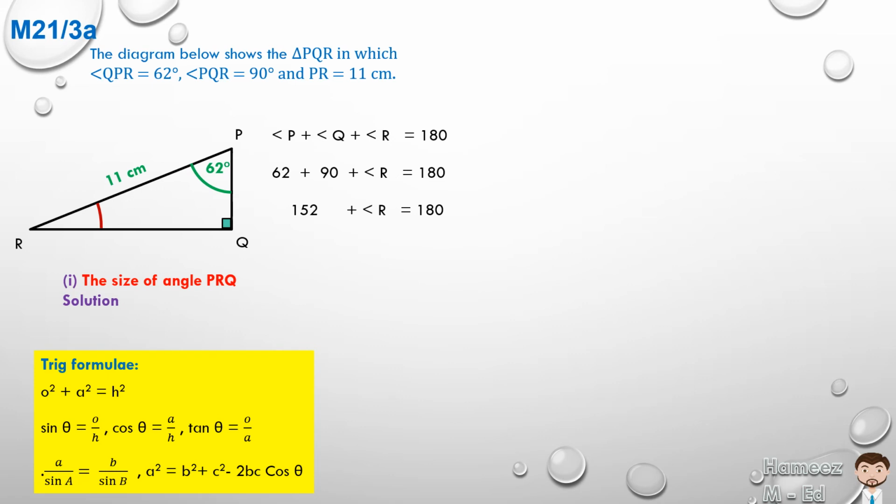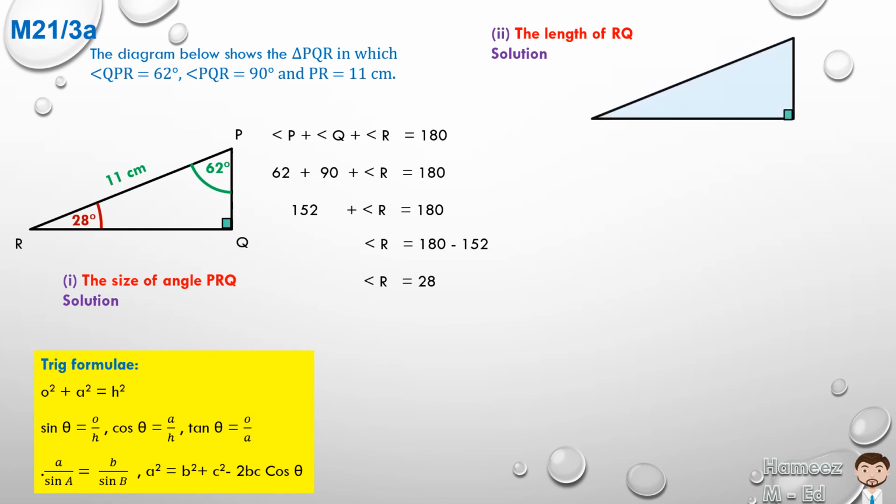So if I want angle R alone, I carry the 152 across. It's adding on the left-hand side. If we carry it to the right side, it means the additive inverse or subtracting, same thing. So 180 minus 152, angle R is equal to 28 degrees. And now that we know that, let's look at what part 2 is asking us. It's asking us to find the length of RQ. So let's extract the triangle.